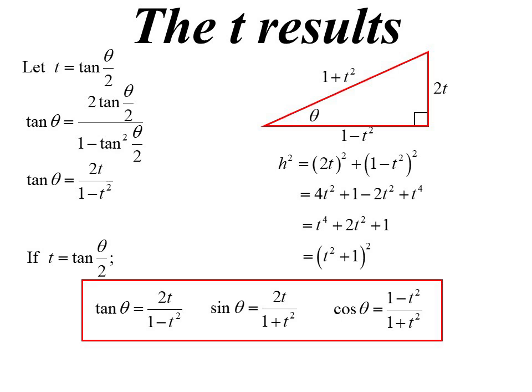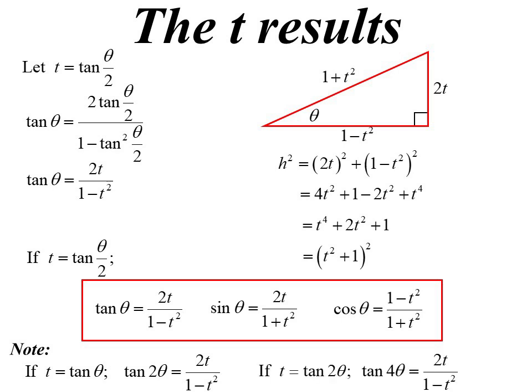Now, of course, it doesn't have to be tan theta on 2. If I was to make t represent tan theta, then actually we get the double angle results, because there's tan 2 theta, which we know is 2 tan theta on 1 minus tan squared theta, but as far as a t result goes, it'll be 2t on 1 minus t squared. I mean, if I'm playing with 4 thetas, I might let t equal tan 2 theta, and I can use the t results for that.